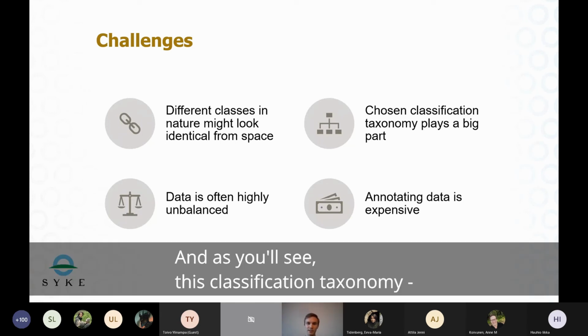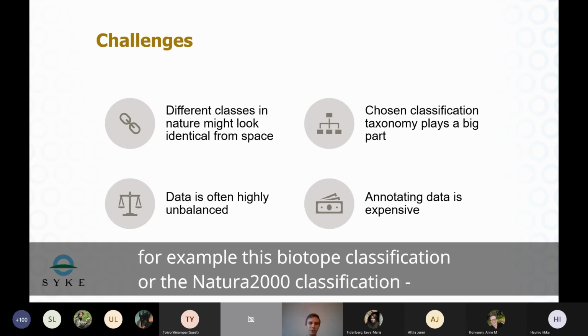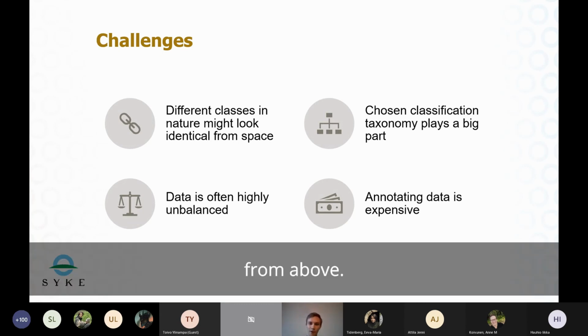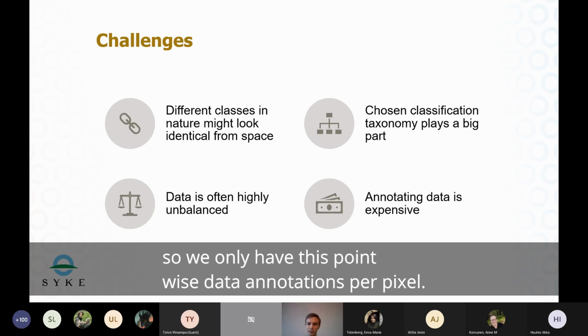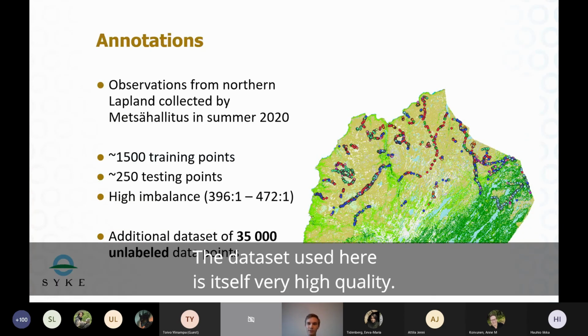And as you will see, the classification taxonomy, for example this biotope classification or the Natura 2000 classification, plays a big part, because different classes might be easier to distinguish from above. Also, data annotation is quite expensive, so we have only these point-wise annotations per pixel. But the dataset used here is itself very high quality.